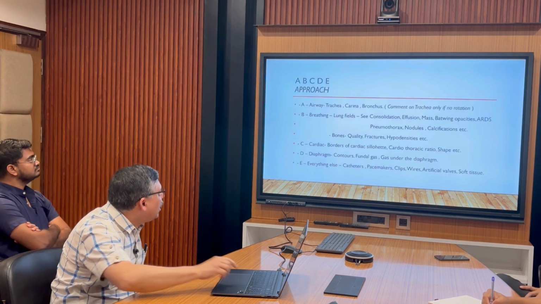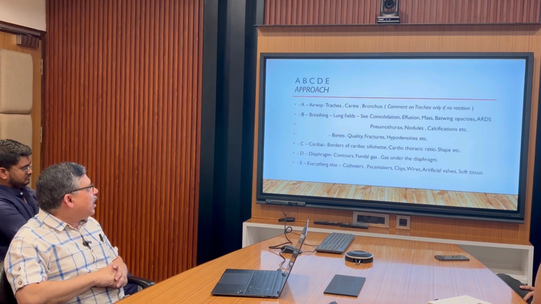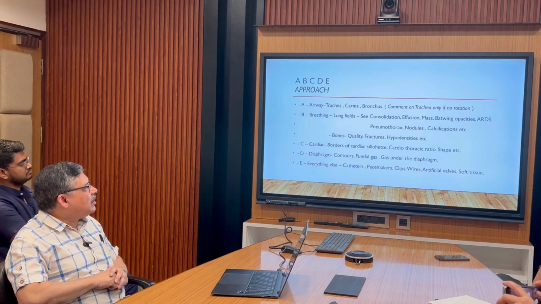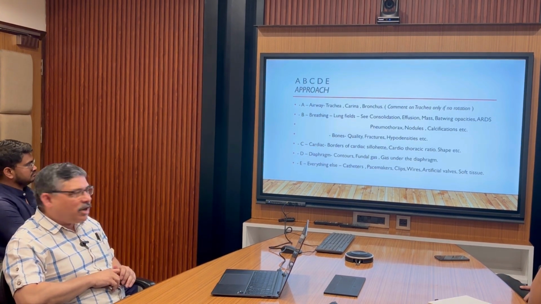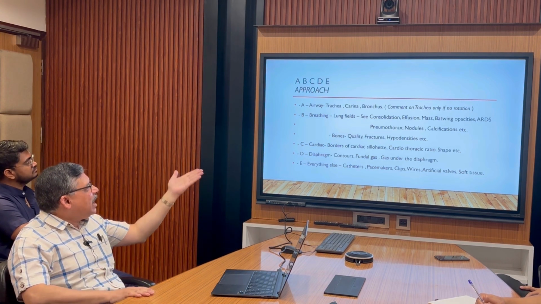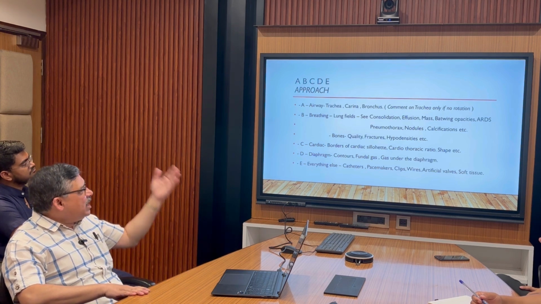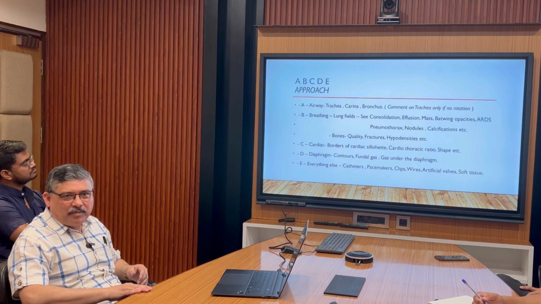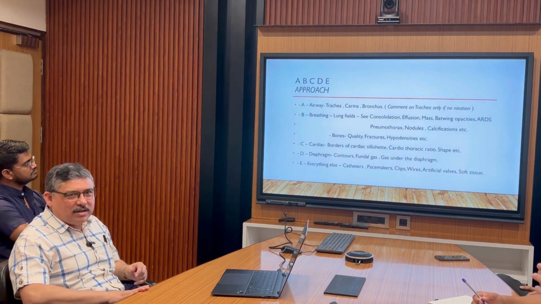Okay. And what is an ABCDE approach? I like this approach very well. So, airway: you see the trachea, carina, bronchus. I always comment on the trachea only if there is rotation, otherwise I don't write. B is breathing, so you see the lung fields. What do you see in the lung fields? You see consolidation, effusion, mass, batwing opacities, ARDS, pneumothoraces, nodules, calcifications, etc. In the bones, you see the quality, the fracture, and the hypodensities.